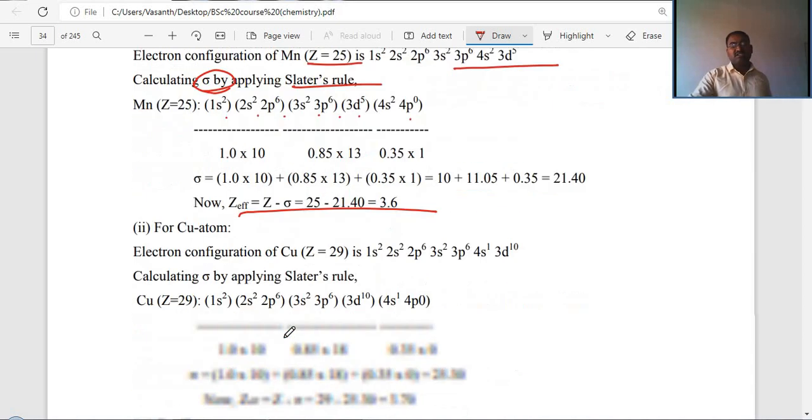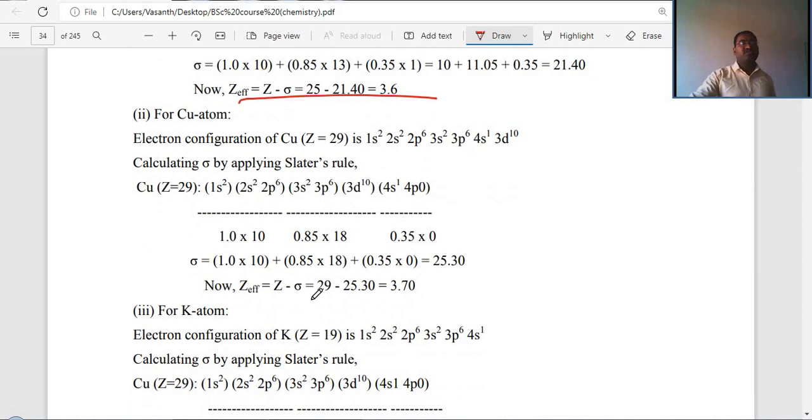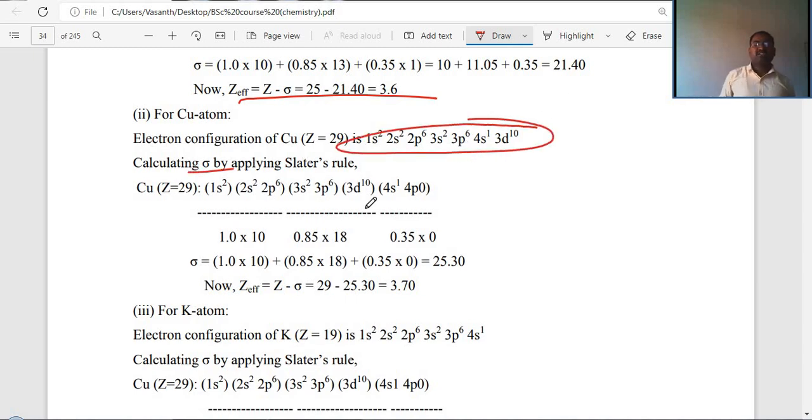We consider next copper. For copper also, first we have to write the electronic configuration, next sigma by applying Slater's rule. What is the effective nuclear charge here? It is 3.73.